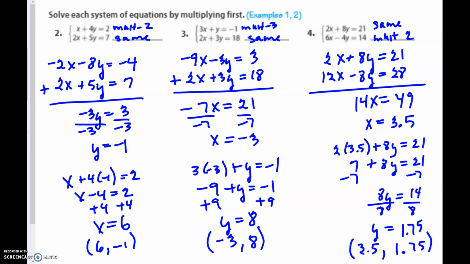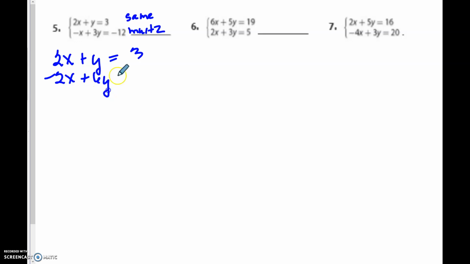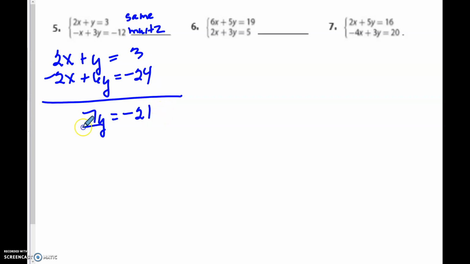All right, moving on. Number 5. All right, so I have a couple different things I can do here. I am going to keep this top one the same, and I'm going to multiply this one by 2. So 2x plus y equals 3, and I get -2x plus 6y is a -24. So my x's are going to cancel out, and I get 7y equals a negative 21. And I divide both sides by 7. So y is negative 3.